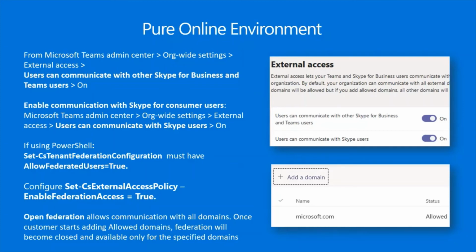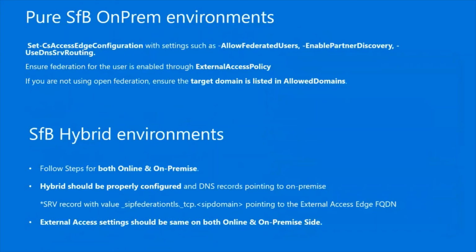We'll be moving on to the next slide to check configurations for on-prem and hybrid environments. For the on-prem environment, we have the Edge server being used for federation. We need to run the commands using PowerShell on the Skype for Business Edge server on-premises to set up federation from the on-premises side. The same fundamentals follow here as well for open federation, allowed and blocked domains. Please make sure that you have assigned the external access policy to the users as well. Otherwise, it will not work for the users.